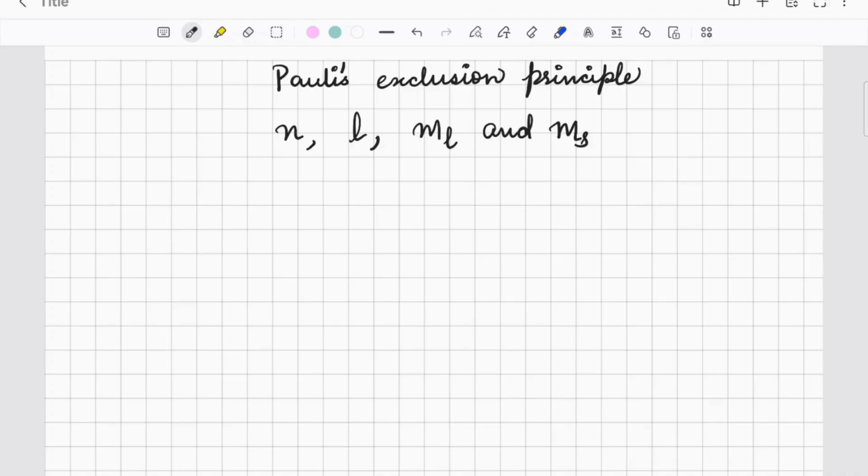But saying simply that Pauli says they can't isn't really any explanation, right? There should be some basis for this principle. So to understand that better, let's consider two electrons, electron 1 and electron 2. Electrons are identical particles. That means there is no way you can differentiate between electron 1 and electron 2, right?